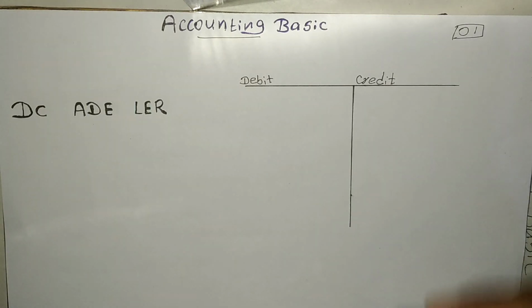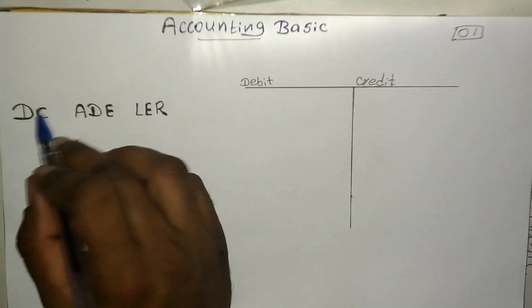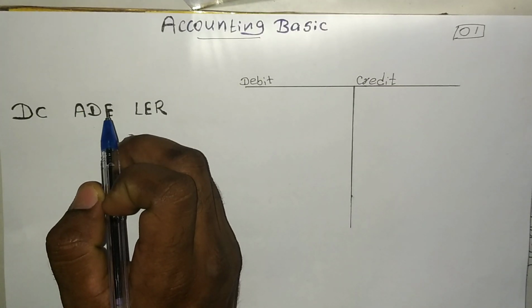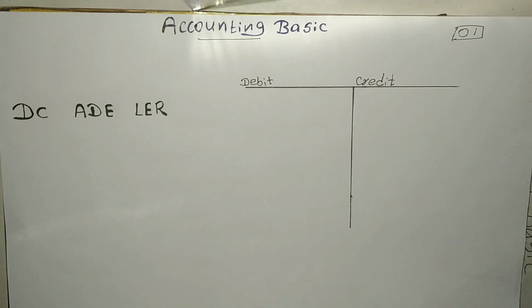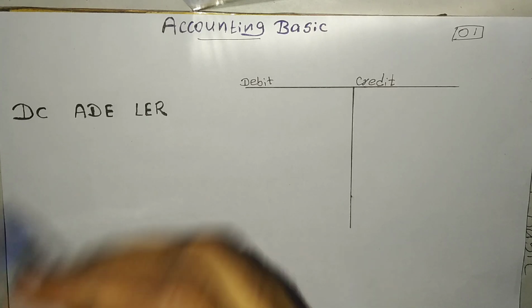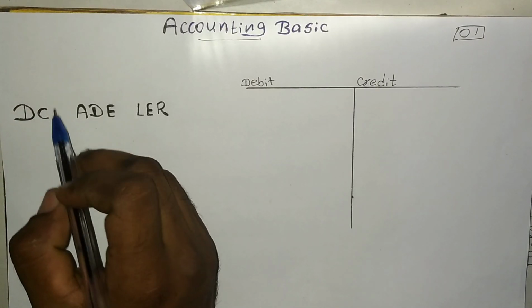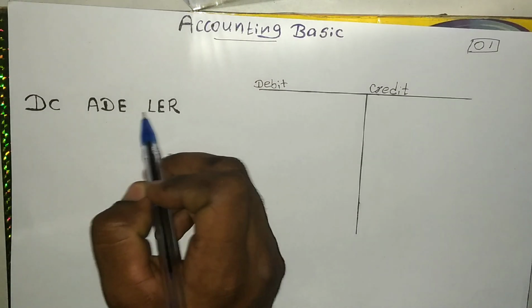now let's start today's lesson: DC Ade Ler. What is DC Ade Ler? Firstly, we have to clarify. DC Ade Ler is like three words. The first word is DC, two letters, DC.